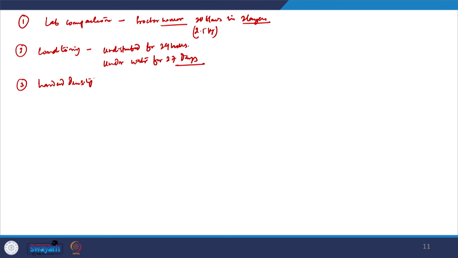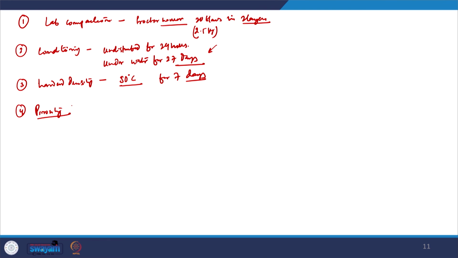Okay. Another important property which is used for characterizing pervious concrete is the hardened density or the density of the mix. This can be done after removing the sample after the appropriate conditioning period of 27 days. You can keep it in the oven at 50 degrees Celsius for 7 days, and then you can calculate the density. Then as I mentioned, you can also calculate the porosity using the ASTM method.